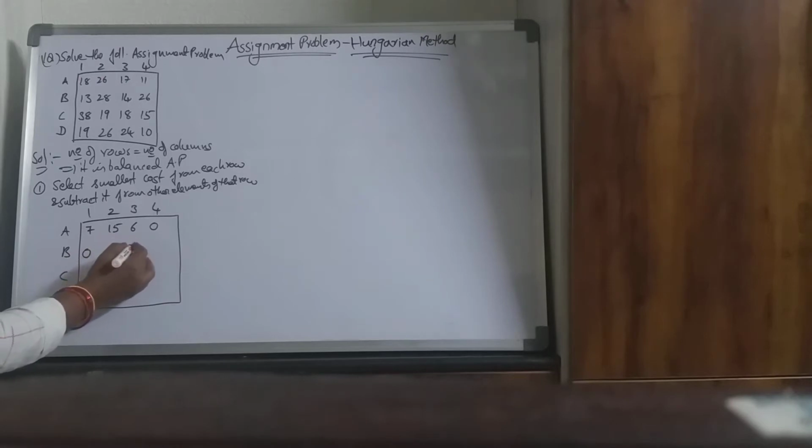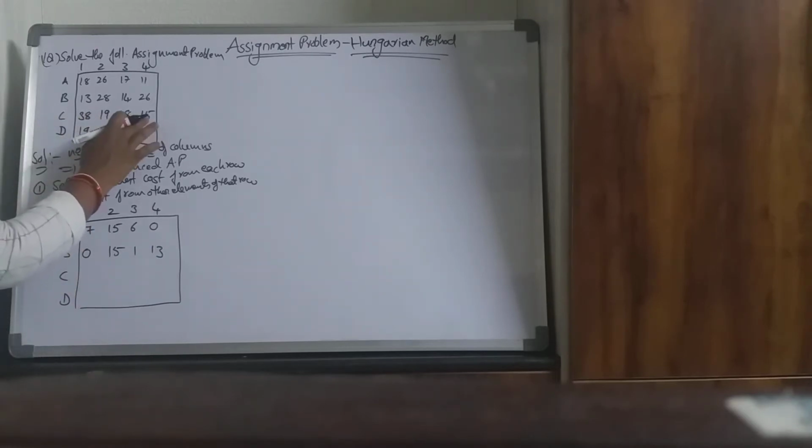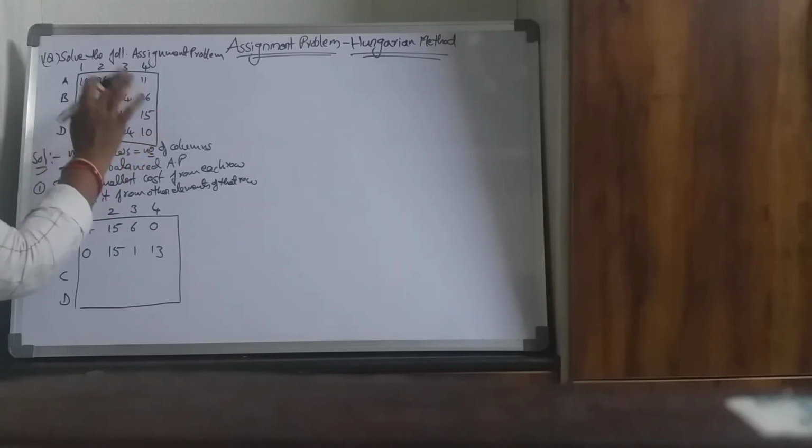Then 14 minus 13 is 1. 26 minus 13 is again 13. Come to third row. Third row minimum cost is 15. So subtract this 15 from all other elements of that row only.